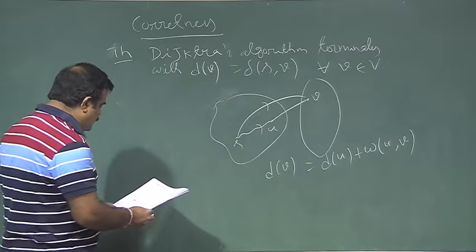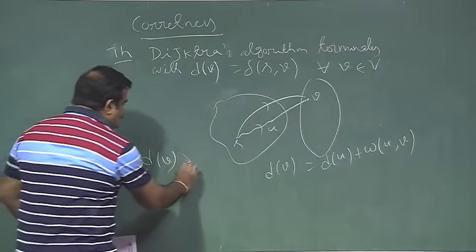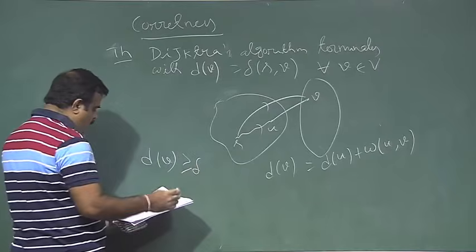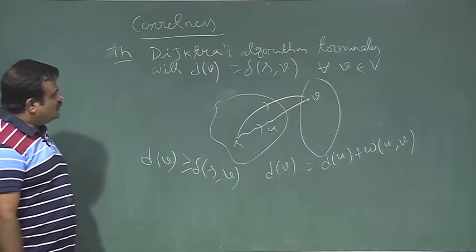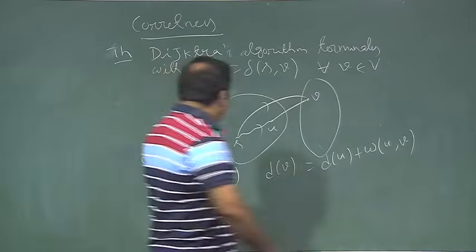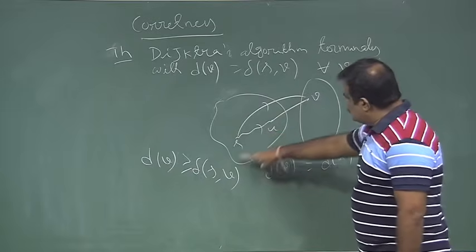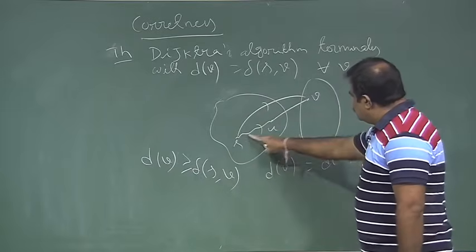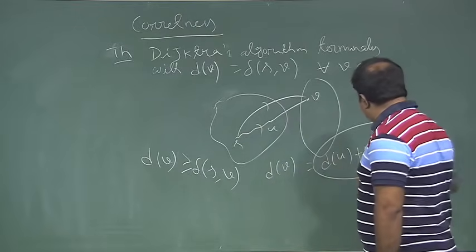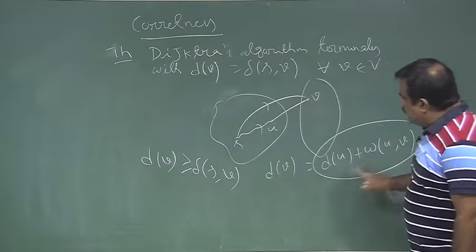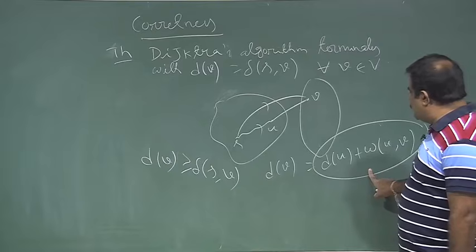So my claim is d of V must be greater than or equal to delta of s comma V. So how to prove this? To prove this, what we do, this is the shortest path from s to V. Now this is one path from s to U, then U to V. This is the weight of that path. Now delta must be less than or equal to that. That is the triangle inequality we are using.